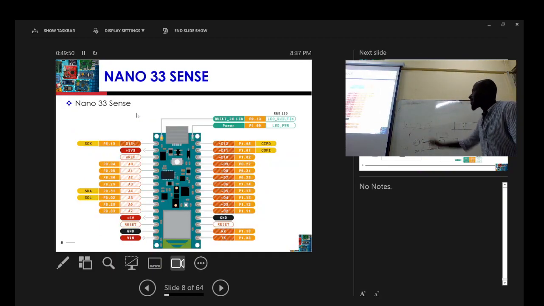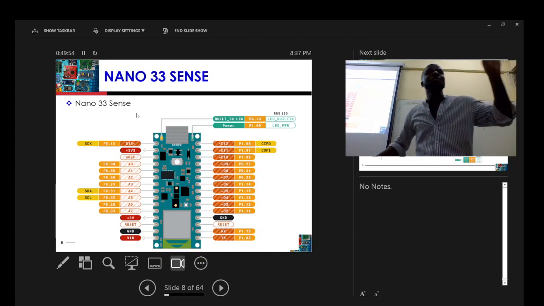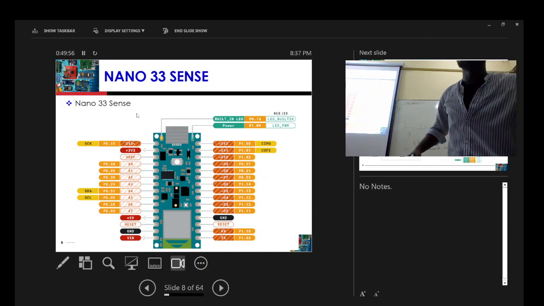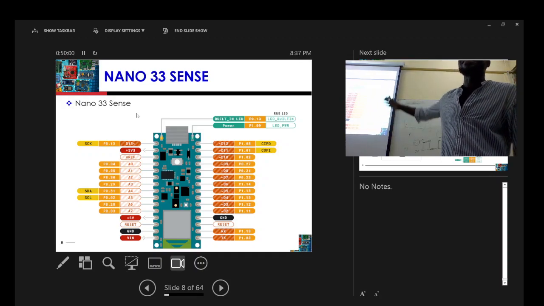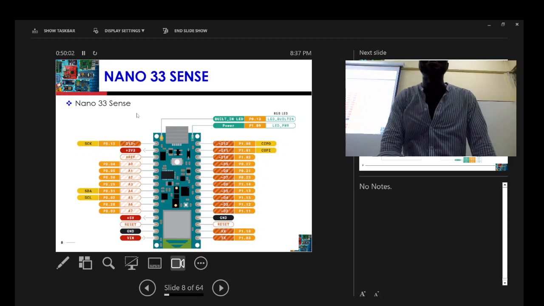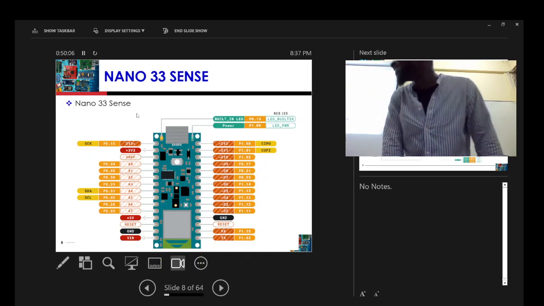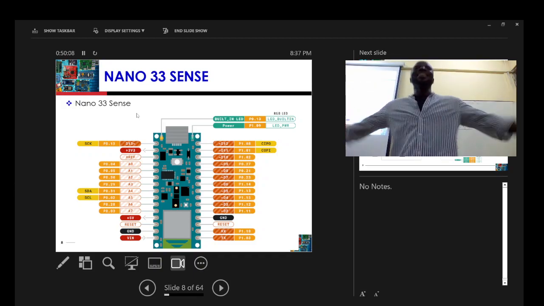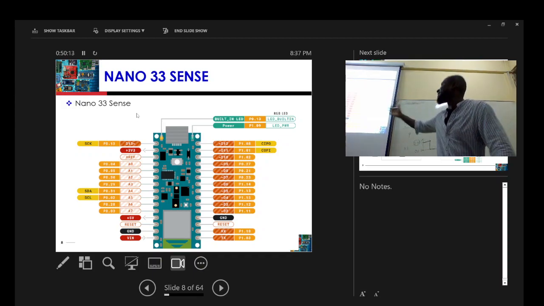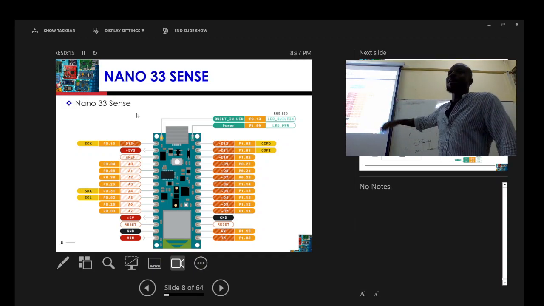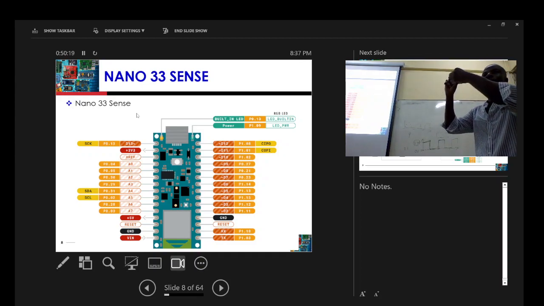So this is the pin mapping of the Arduino Nano 33 BLE, right? You are engineers, you can understand what this architecture means. As an engineer, you must understand a diagram like this. It's just the pins and then the names of the pins, right?